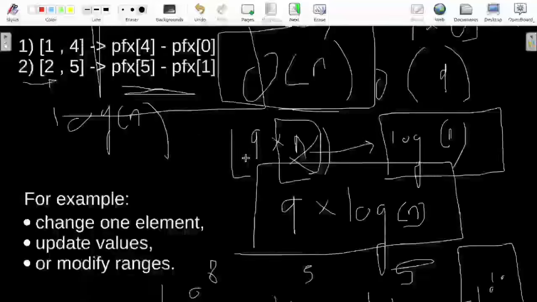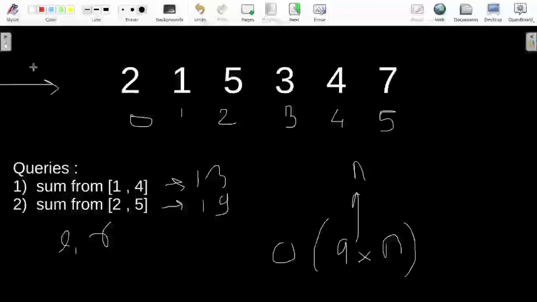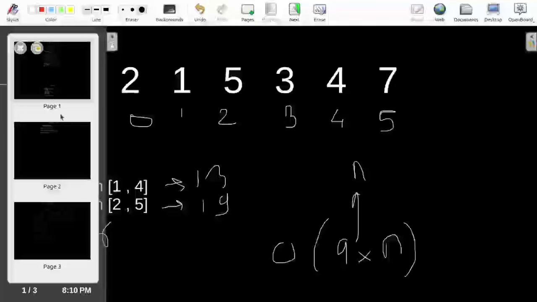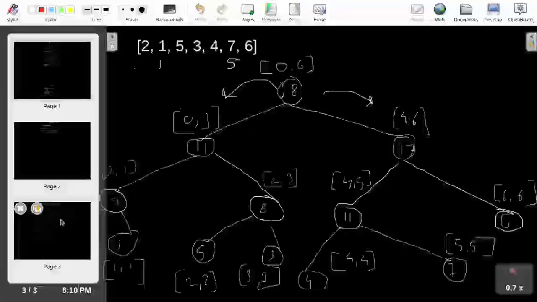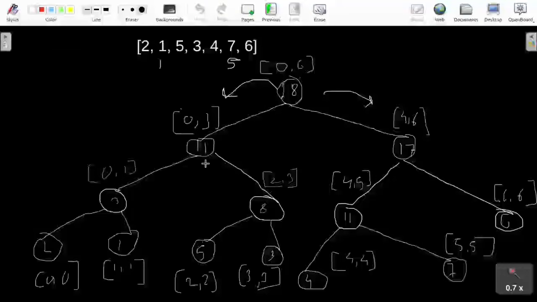Okay, fine. I hope you guys understand what is the need of a segment tree. Now let's understand the working of a segment tree.